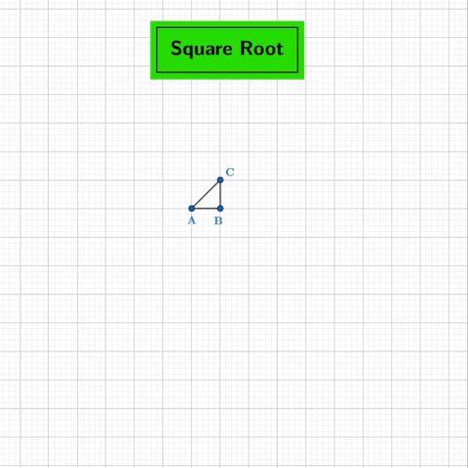But what if we want it in a straight line to AB? What we do is we draw a circle with center A and radius as AC, so that we now get AD equal to square root of 2.